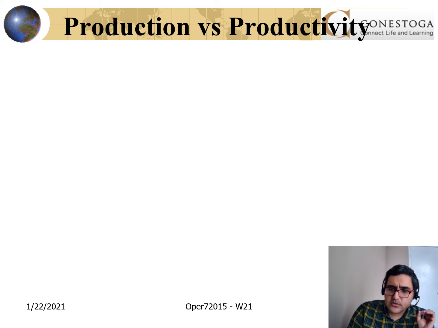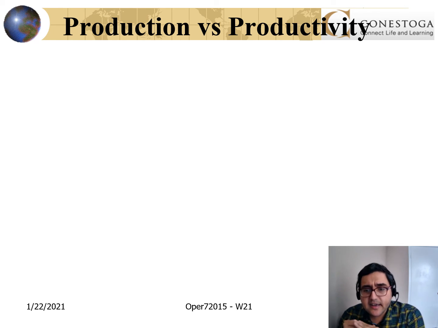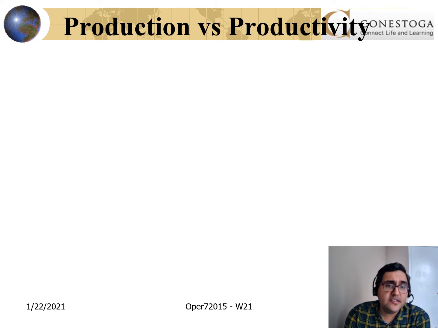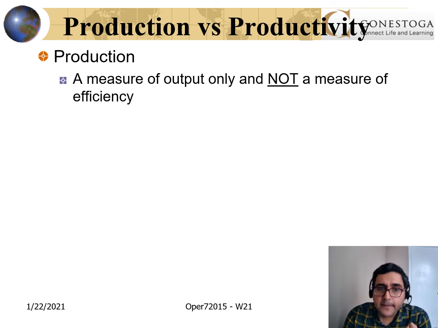Now, we are jumping on to the last topic in this particular chapter, wherein we are going to discuss the difference between production and productivity. And I will show you some examples in this slide. And when we meet during our Zoom lecture meetings, that's where I'm going to discuss these examples in detail.